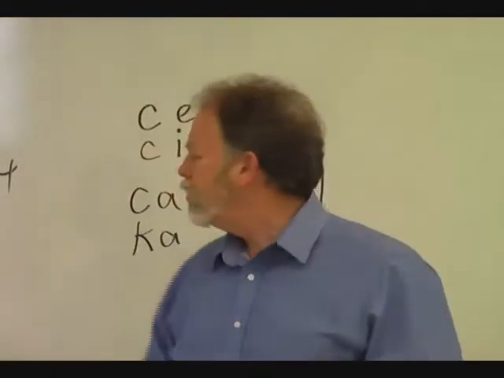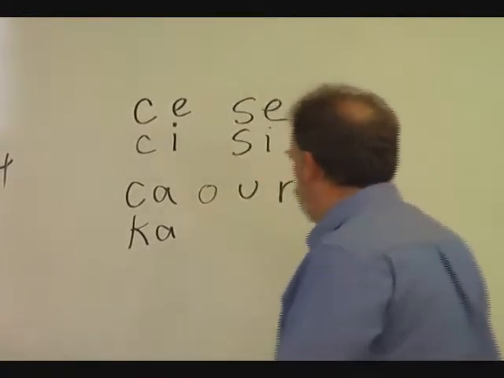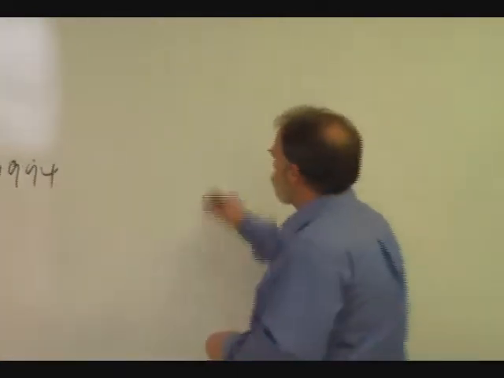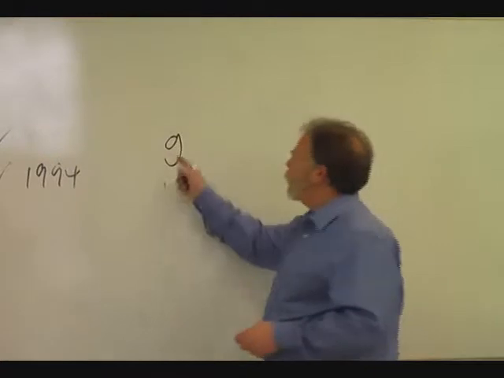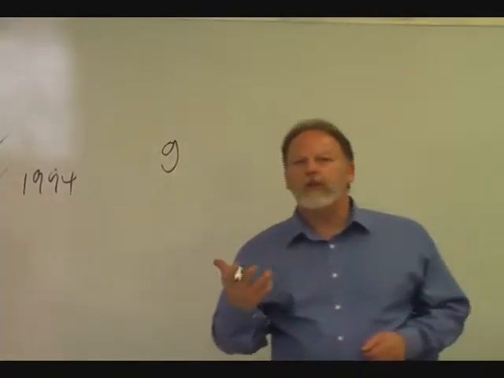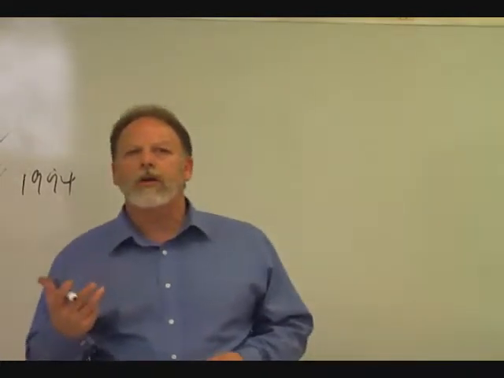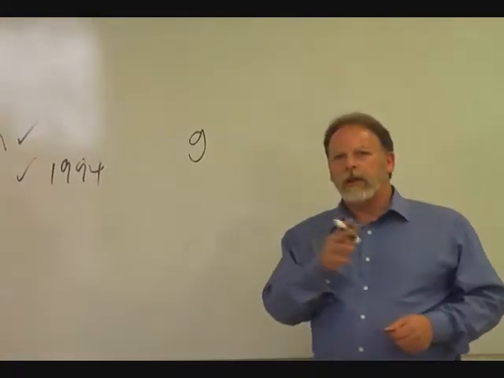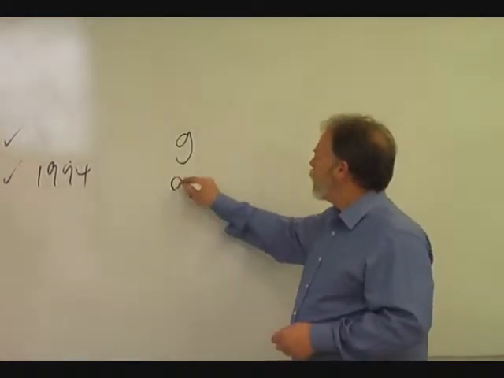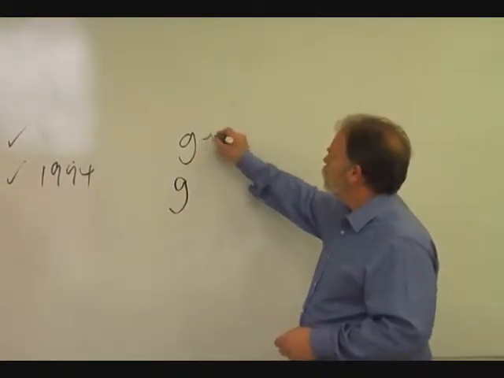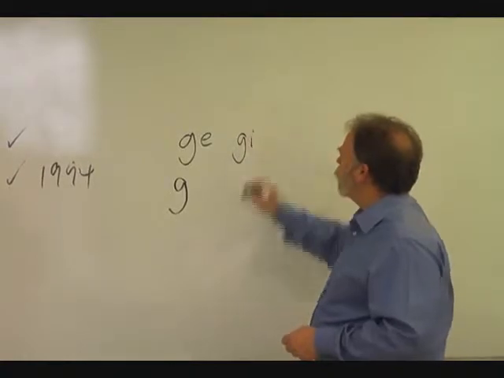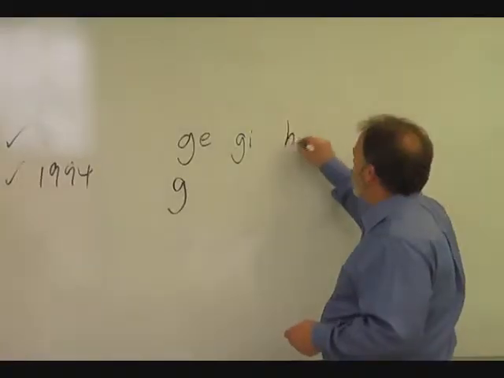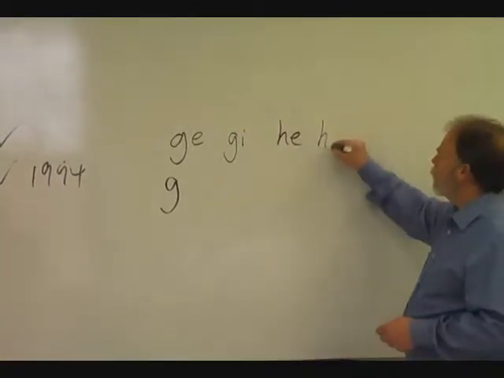Another letter that changes is the letter G. The letter G in English has a J sound, which is a soft sound, and it has a G sound, the hard sound. Spanish also has a soft sound and a hard sound, but again, this letter, G-E or G-I, are going to be pronounced like an English H. It sounds like he or he.